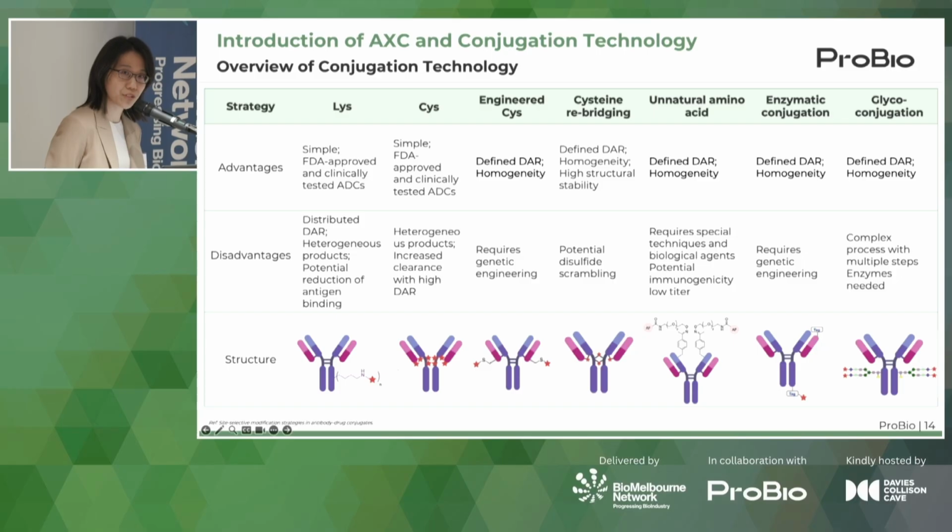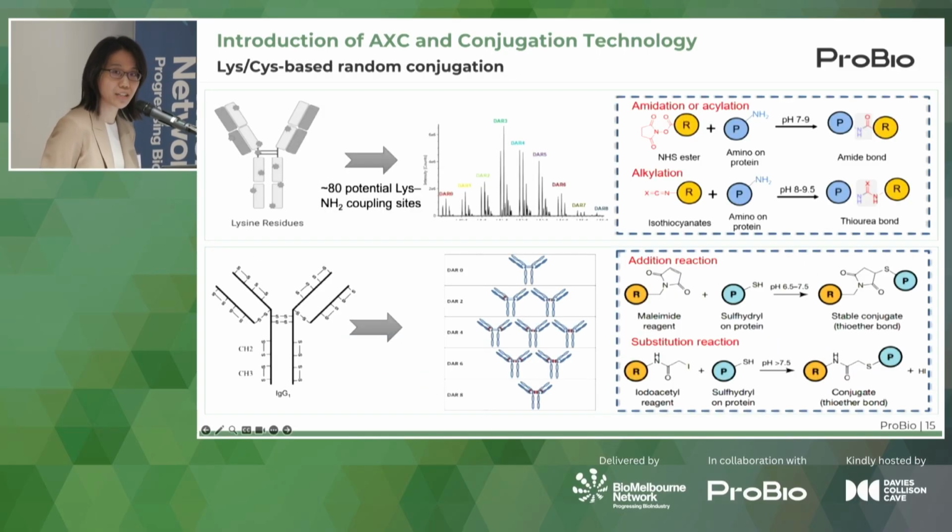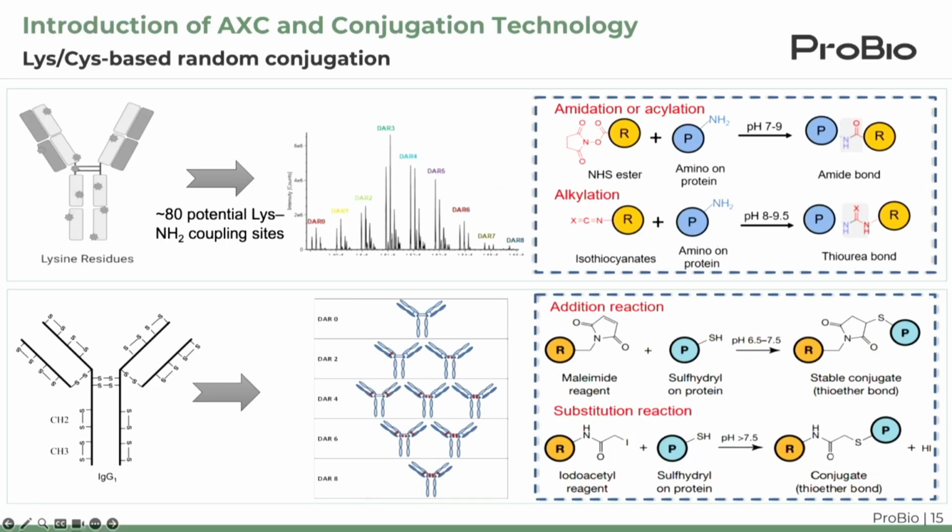In the next couple of slides, I'm going to do a bit of a deep dive on each of these conjugation technologies. Starting with lysine and cysteine-based random conjugation, basically utilizing the native residues in the antibody. For the lysine-based conjugation, through amine coupling of the lysine site, since there are about 40 to 80 native lysine residue sites available in the antibody that can be conjugated, the resulting products will be highly heterogeneous.